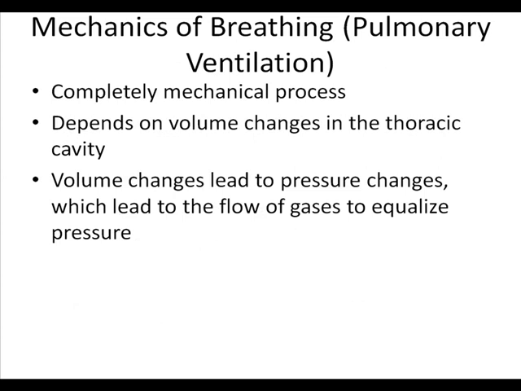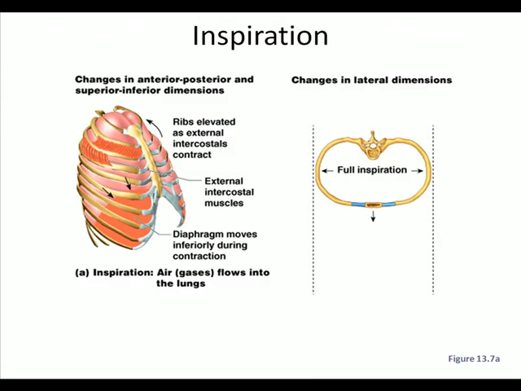Breathing is a mechanical process, and really it depends on volume changes in the thoracic cavity. When the volume of the thoracic cavity changes, that changes the pressure, which leads to flow of gases to equalize the pressure. So, for example, to breathe in, called inspiration, muscles contract: the diaphragm contracts to move down into the abdominal cavity, and the intercostal muscles contract to elevate the ribs, making the thoracic cavity bigger volume-wise.